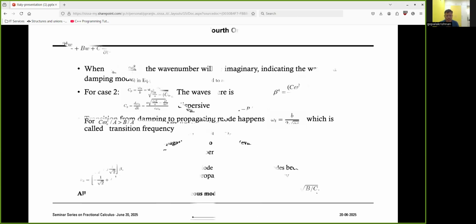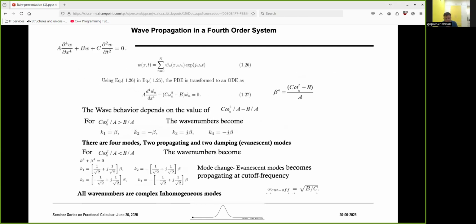Next slide, please. Similarly, we can do it for a fourth order system. We take a fourth order system, which is given on the top left hand corner.